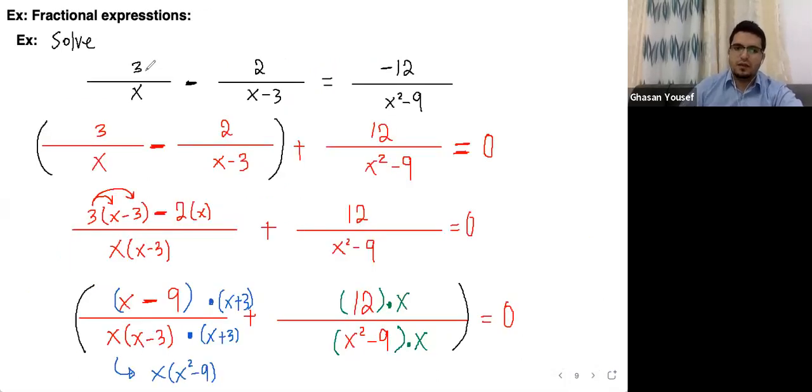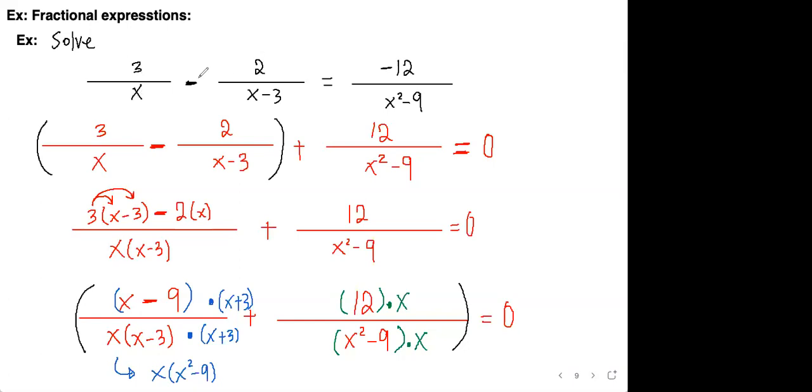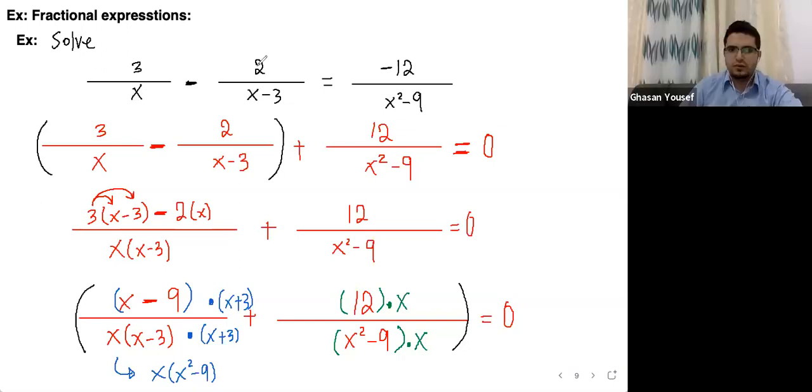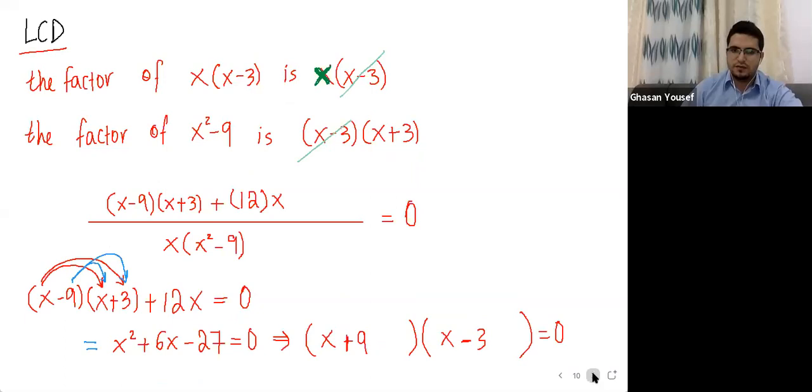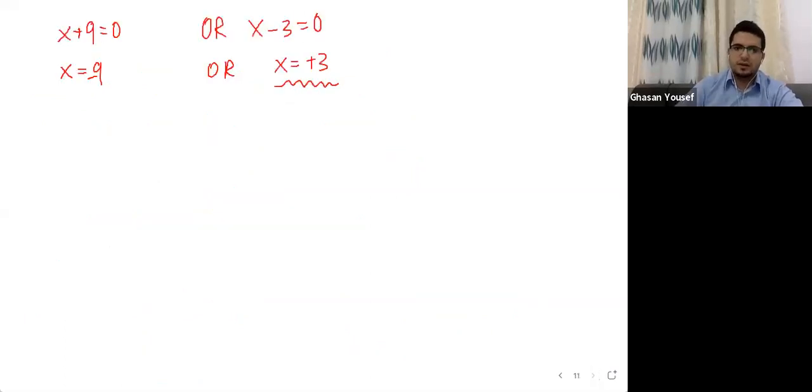Now when you plug the 3 inside the fraction, I get 3 over 3 minus 2 over 3 minus 3. This is 0, equal to minus 12 over 0. And this is undefined when you plug in the 0. So 3 over 3 is 1 minus 2 over 0. 2 over 0 is undefined for this fraction. So this one is not a solution.